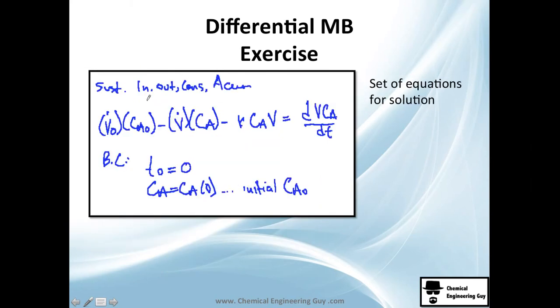So we got our equation here. We substitute all the data as before. Inlet, outlet, consumption equals accumulation. And of course, don't forget to add the initial state, which is at time 0 you have concentration in 0, which means initial concentration. And that's everything, guys.